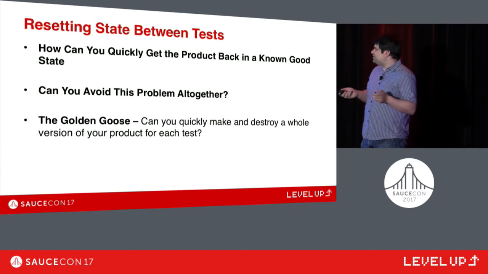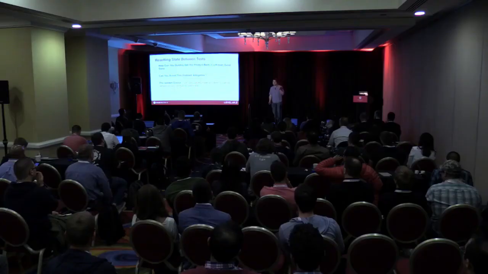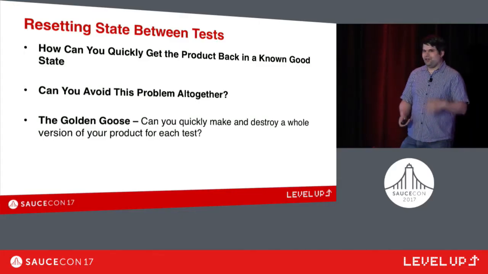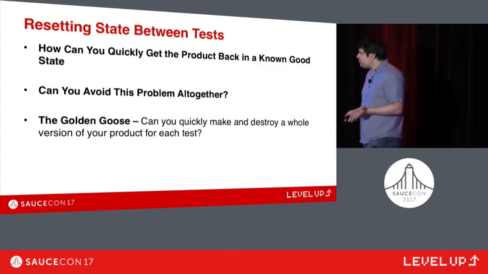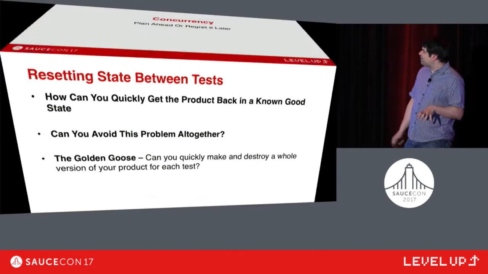And the golden goose, can you quickly destroy a whole version of your server and recreate it for every test? So where I work now, we have this. It's beautiful. So for every test, we can spin up a server, spin it down. It's beautiful. So no state is leaked, and it always starts the exact same way. So if you're starting from the very beginning, plan for this sort of thing.